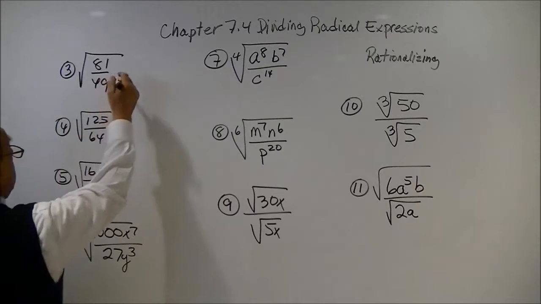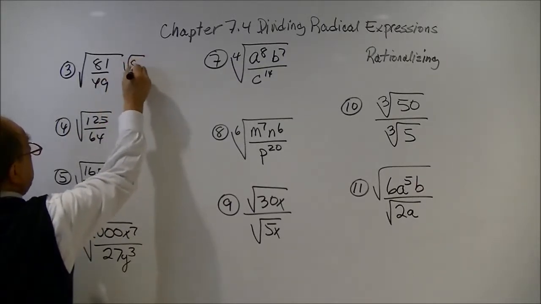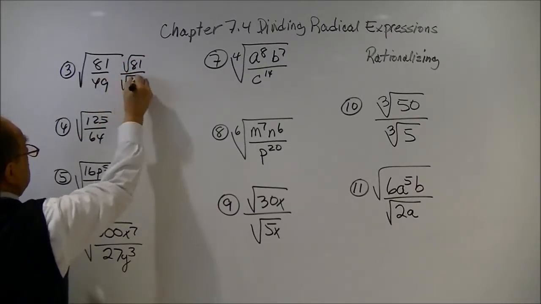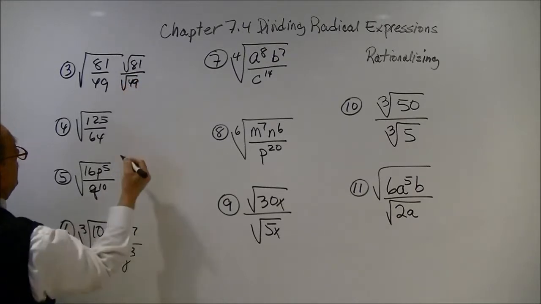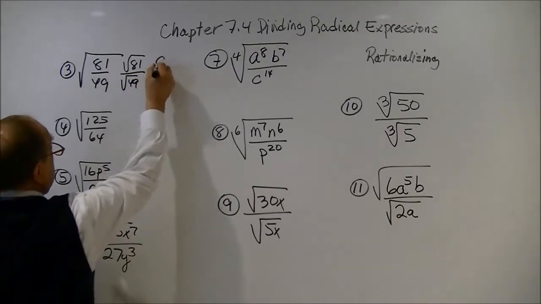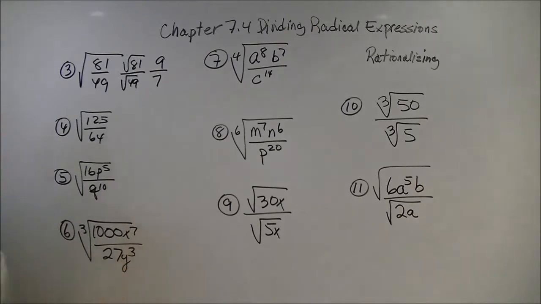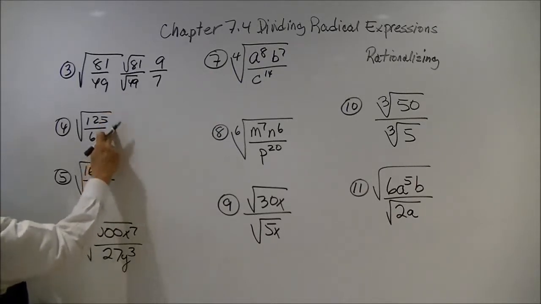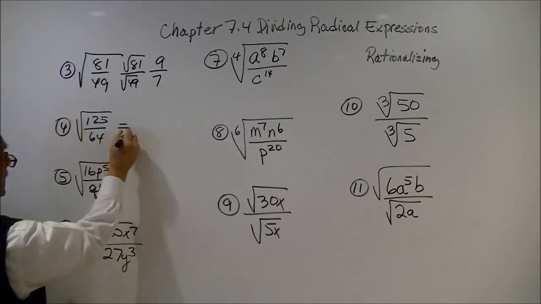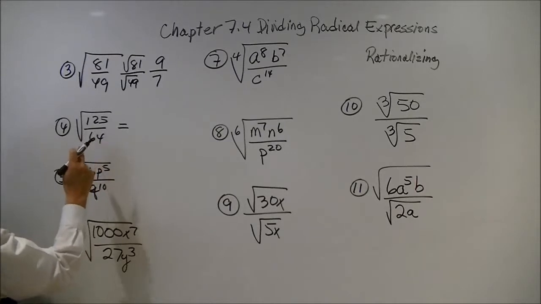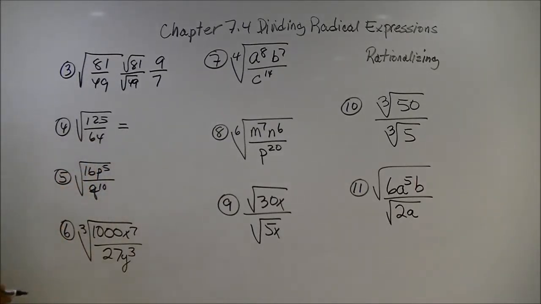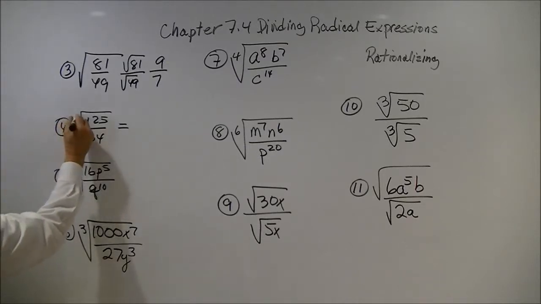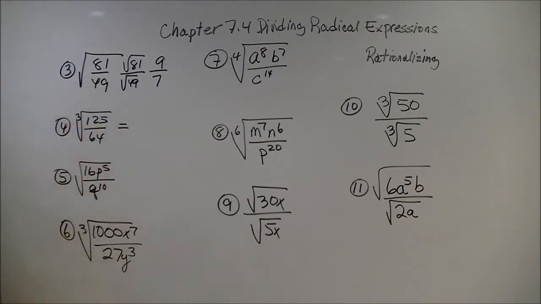Well, you could divide that into the square root of 81 over the square root of 49. So this would become 9 over 7. Now I'm going to sort of skip this step, keeping in mind that's what I'm doing. So in this case, let me be sure I copied it down correctly. Number 4, nope, there's a 3 there.